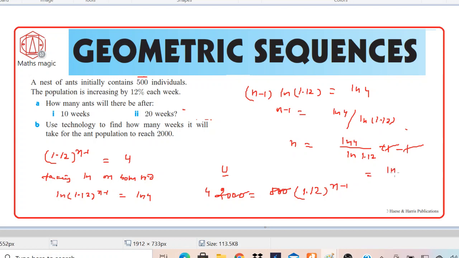So now when you solve ln 4 divided by ln 1.12, this will give you the number of weeks it will take to reach the population 2000. Once you solve this, your answer is going to be approximately 12.2 weeks. 12.2 weeks. Hope it's clear.